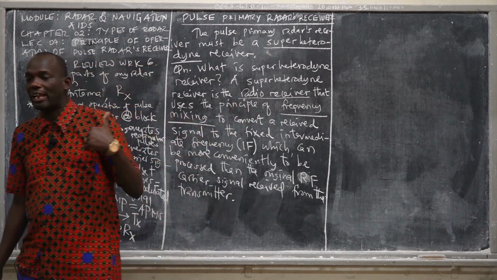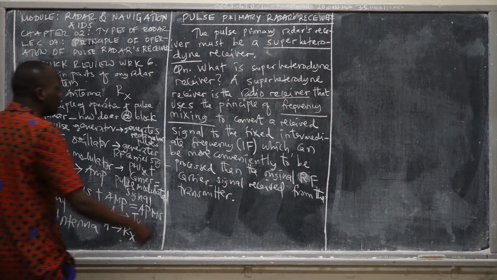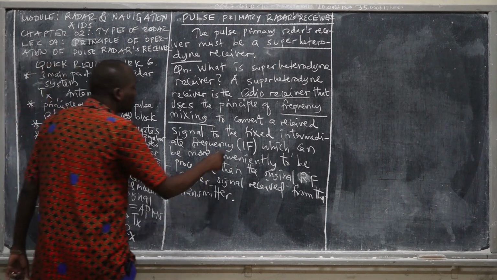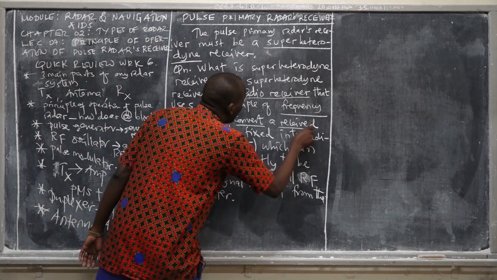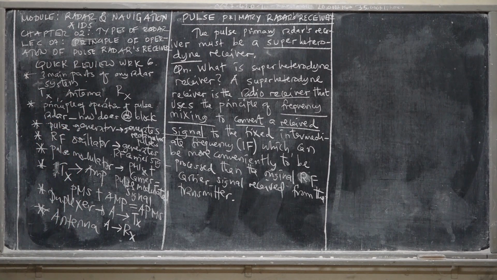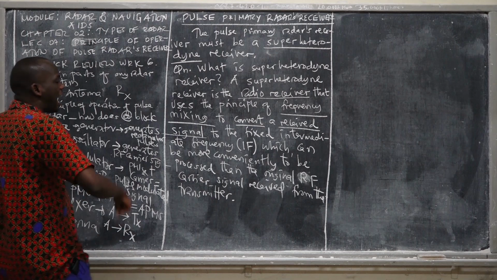If you do remember the duplexer, we say that it's a microwave switch, right? And this one, the superheterodyne receiver, is a radio receiver that uses the principle of frequency mixing to convert a received signal, which in the case of radar we call the echo, or reflected signal from the distant target. Once it's received, the RF signal is converted.